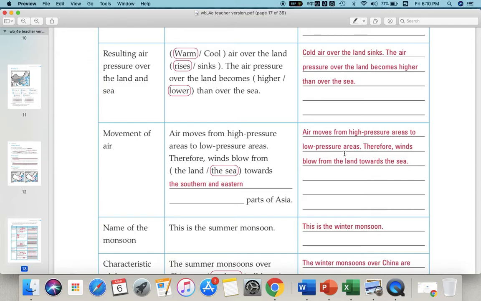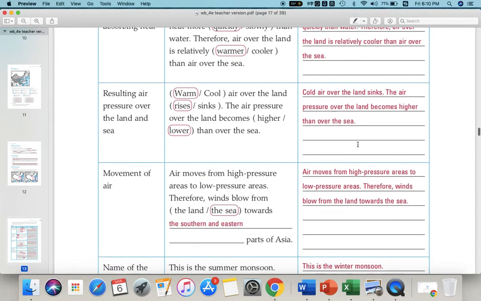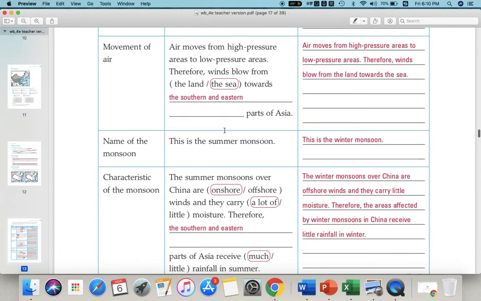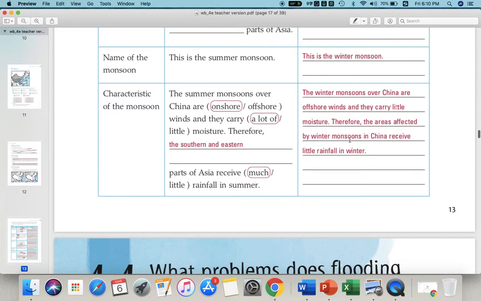While in the winter, in the opposite way, the air moves from the high pressure area to the low pressure area again, and it will blow from the land towards the sea because now the land has a higher air pressure than the sea. So this is the summer monsoon, while this is the winter monsoon. No problem for the name of the monsoon.